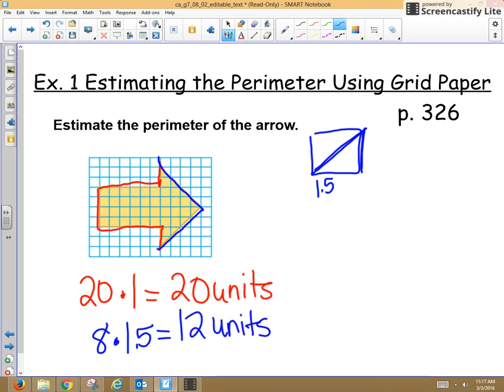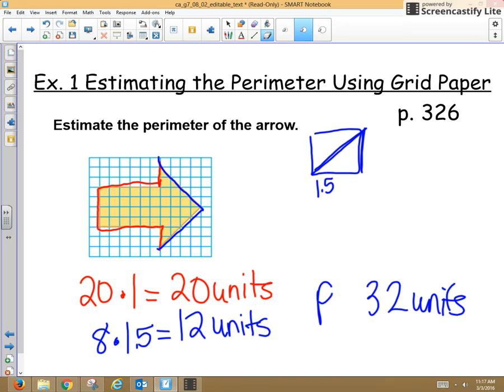So the total perimeter around this arrow would be 20 plus 12, which equals 32 units. And this is approximate, so instead of using the equal sign, I'm going to change it to the approximation symbol that we use.